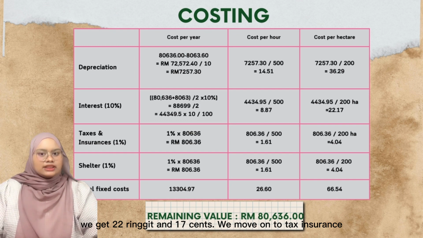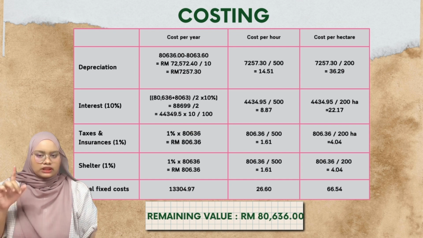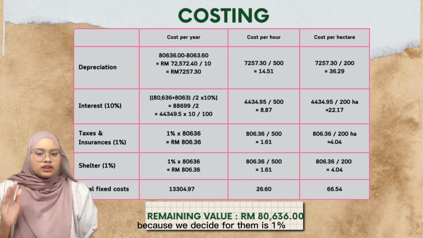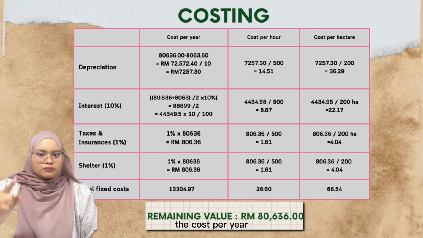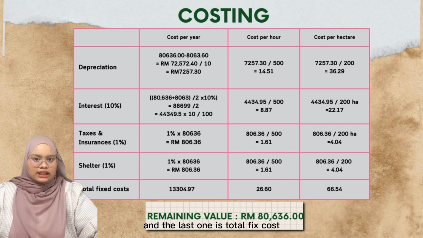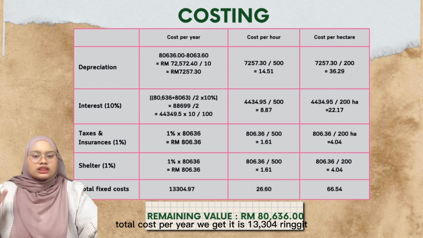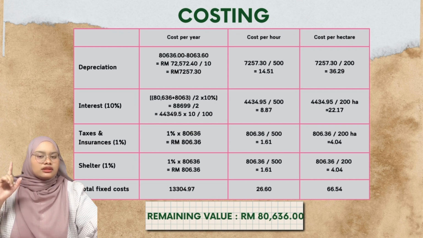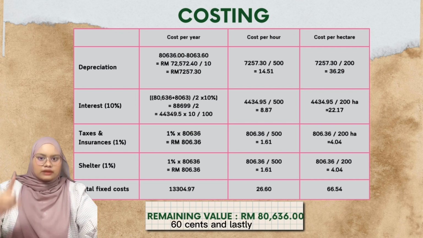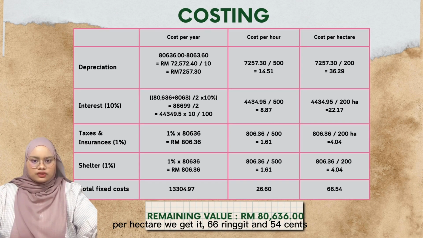Let's move on to tax, insurance and shelter. As you can see, the cost per year, per hour and per hectare for tax, insurance and shelter are the same because we decide on 1%. So the formula is 1% of the purchase price, and the total cost per year, per hour, per hectare are the same. Okay, the last one is total fixed cost. Total cost per year we get is 13,304 ringgit and 97. For the hour we get 26 ringgit and 60 cents. And lastly, per hectare we get 66 ringgit and 54 cents.